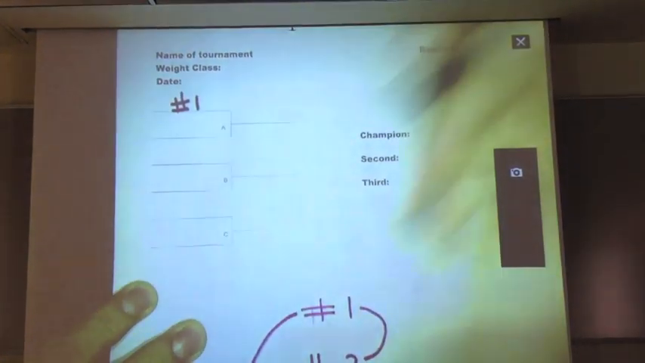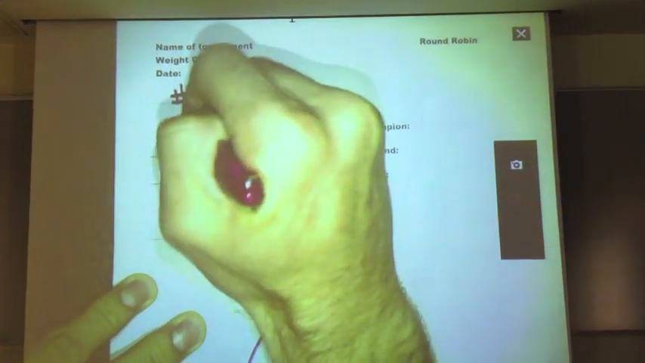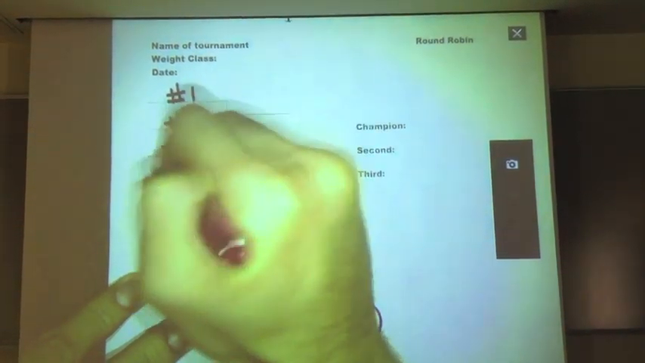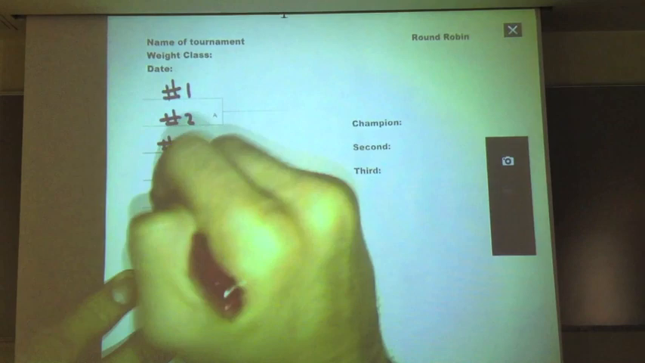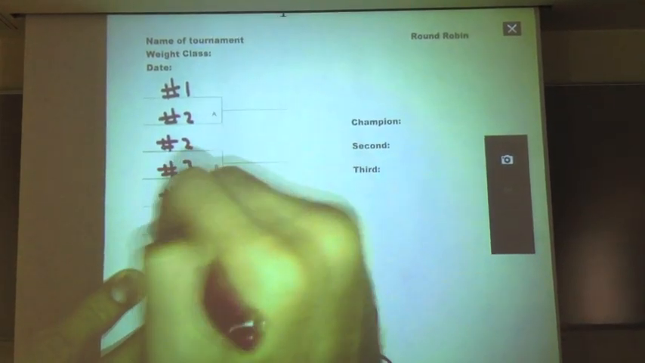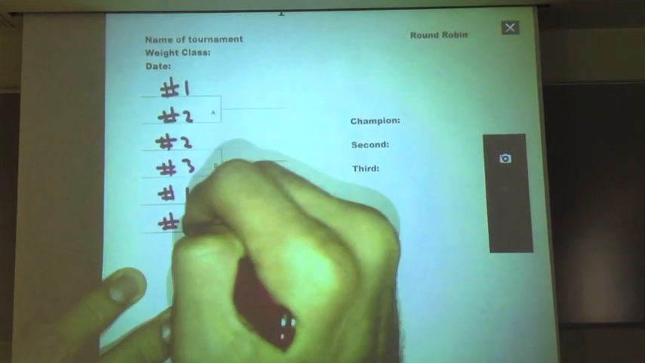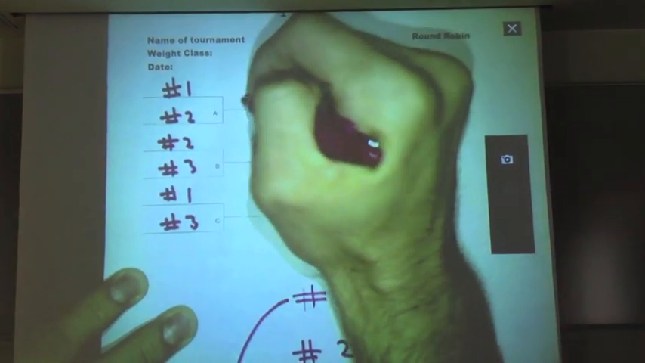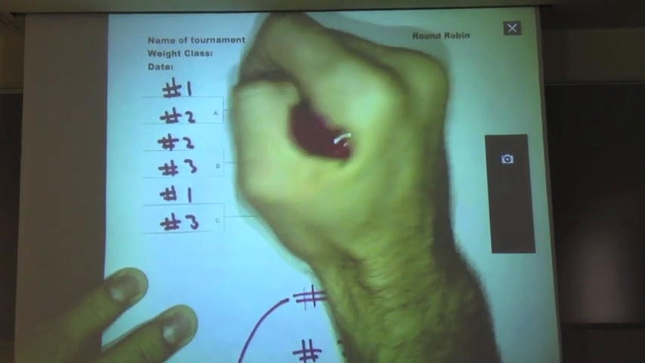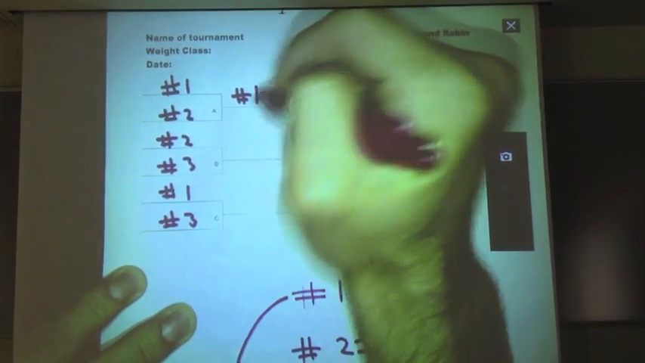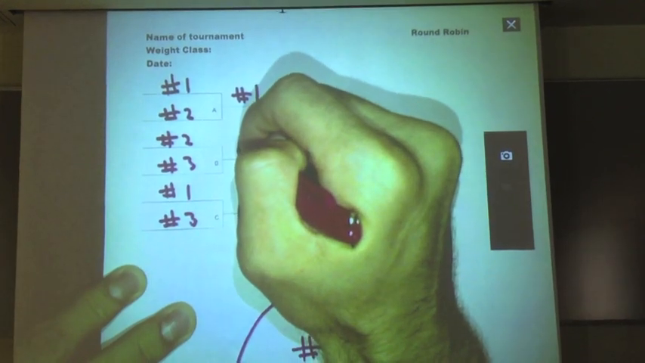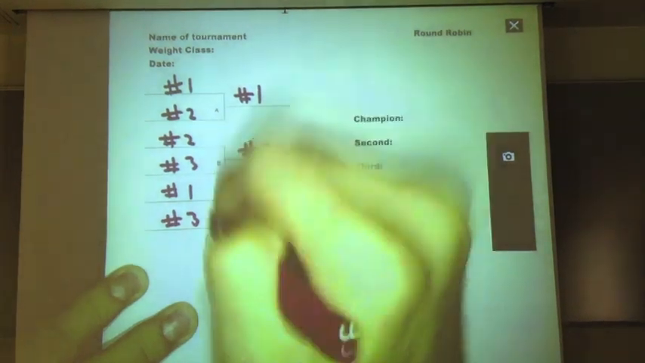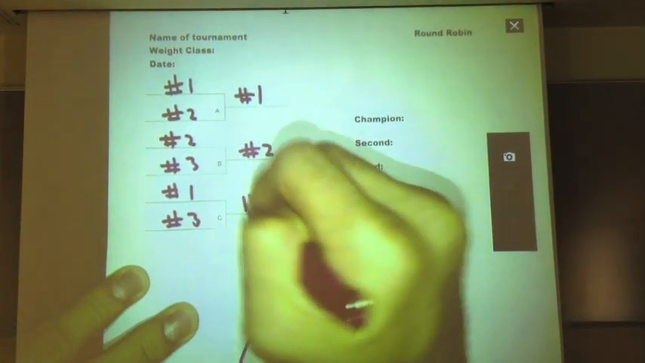So we have number 1. It's going to go up against number 2. And then we have number 2. It's going to go up against number 3. And then number 1 is going to go up against number 3. And say for this first match right here, say number 1 wins. And then the second match, number 2 and 3, they go up against each other. Number 2 wins. And then for the last match, 1 and 3 go up against each other, and number 1 wins.